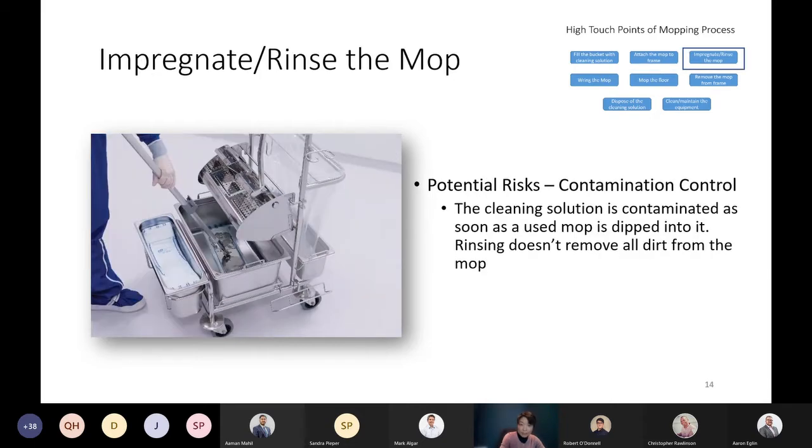Next is to rinse the mop. This is big. As I've mentioned earlier, the cleaning solution is instantly contaminated as soon as a soiled mop or a used mop is dipped into it. And then also, this rinsing process that's included in the 3-bucket system does not remove all the dirt from the mop at all.